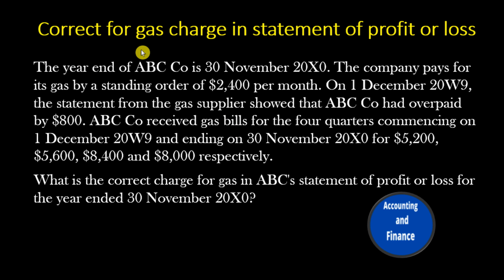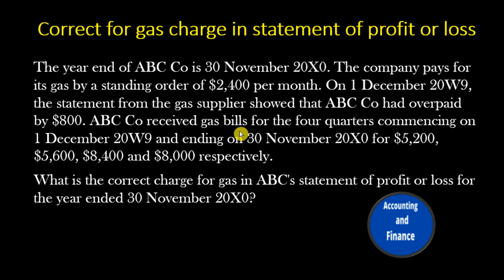Correct for gas charge in statement of profit or loss. The year end of ABC Co. is 30 November 20X0. The company pays for its gas by a standing order of $2,400 per month. On 1 December 20X9, the statement from the gas supplier showed that ABC Co. had overpaid by $800.